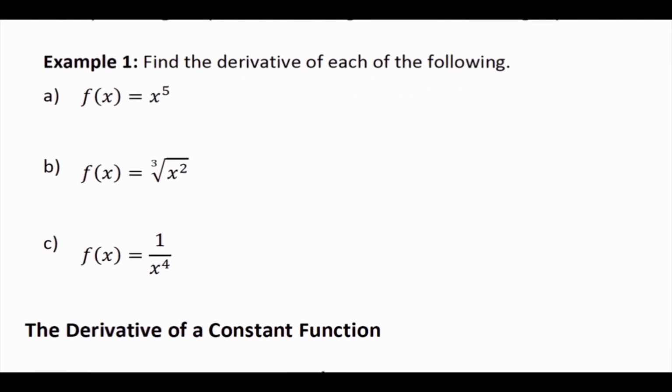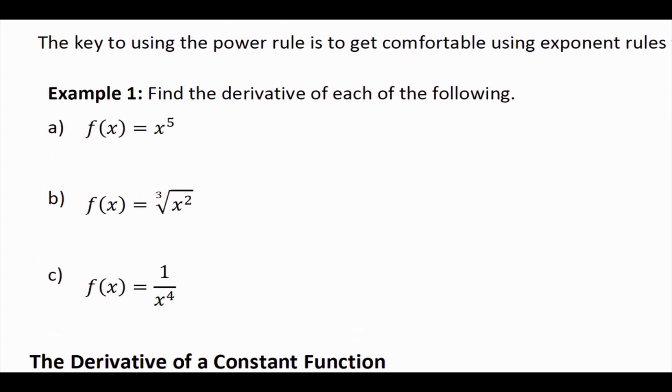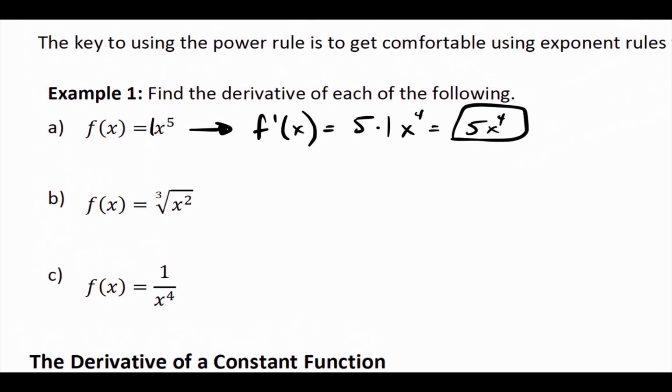Okay, so let's go to example number 1. Find the derivative for each. So we've got to find f prime. What did we say we do with the power? Bring it to the front, multiply it times the coefficient that's already there. What's the coefficient that was already there? 1, right? x, and then the power goes down by 1. Then we multiply 5 times 1, and it becomes 5x to the 4th. So the derivative is 5x to the 4th.